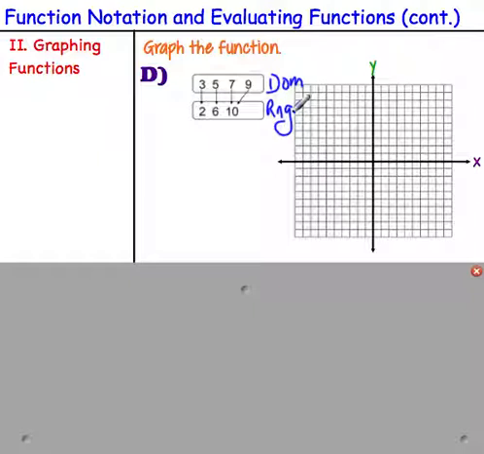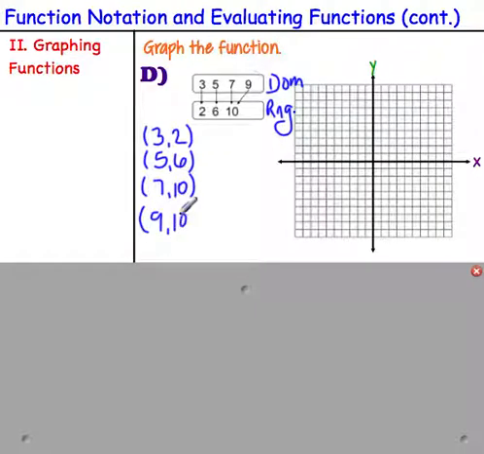I'm going to write out my ordered pairs because I know it's going to make my life a whole lot easier. So I have 3 mapping to 2. I have 5 mapping to 6. I have 7 mapping to 10. And I have 9 mapping to 10. Remember, you can have different domain values mapping to the same range value. You just can't have it the opposite way.